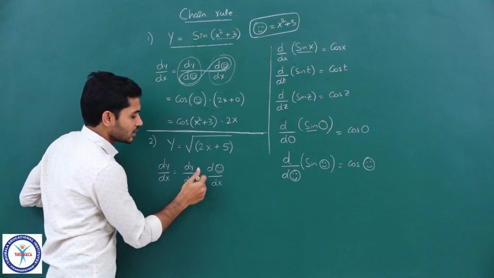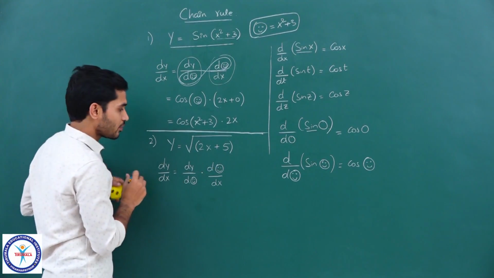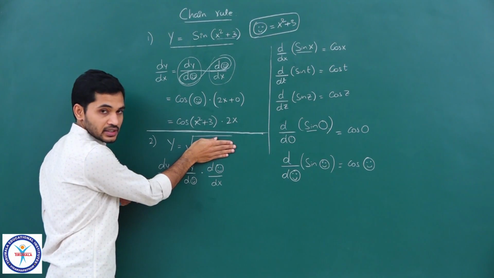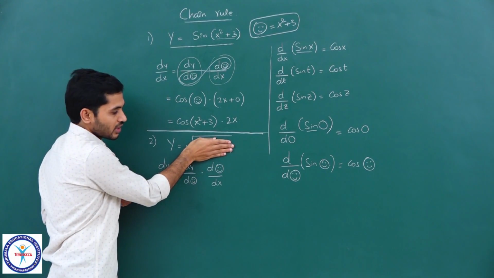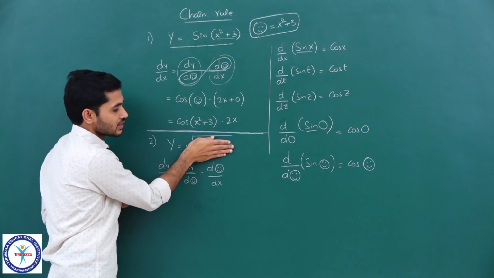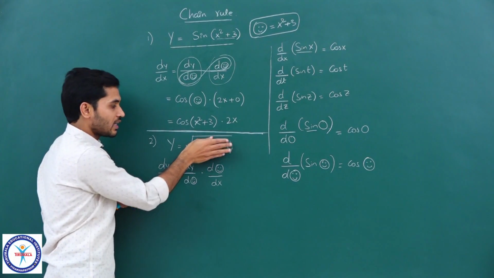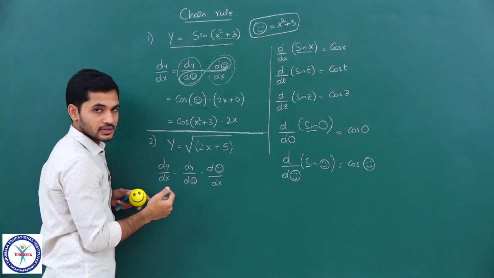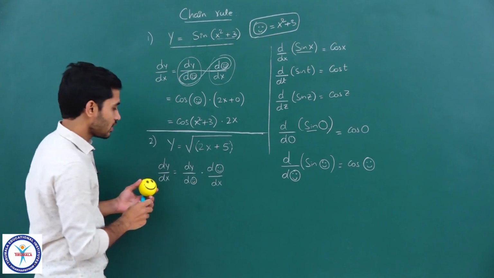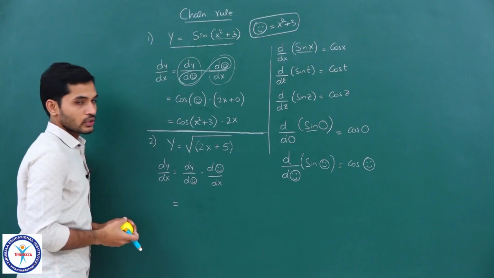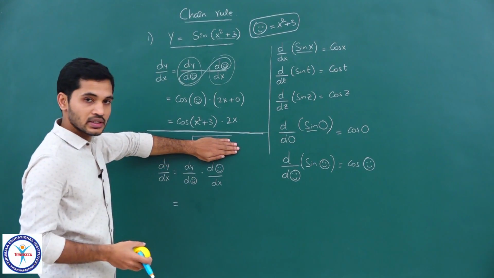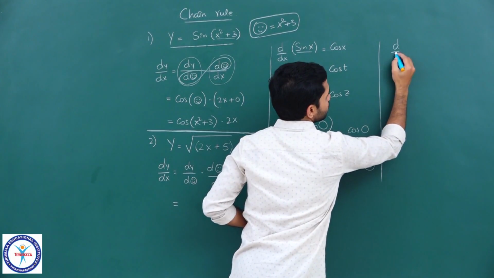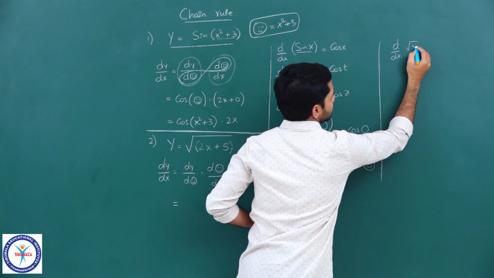So, dy by d smiley into d smiley by dx. What I am basically doing is, first I am simplifying this expression. I do not want to look at what is inside, I will do that later. Whatever is here, first I will consider that as root of something. Now, I will differentiate that with something, and then I will differentiate something with respect to x, and that something is smiley here. So, now do not look here. This is root smiley. So, you know what is the derivative of root x. What is the value of d by dx of root x.